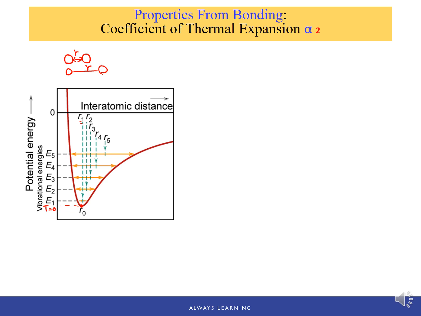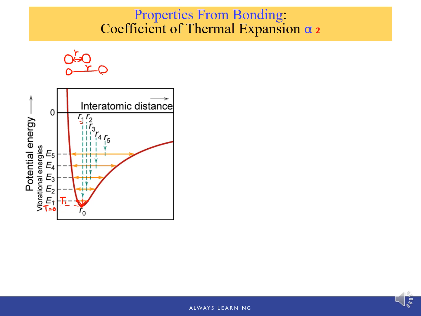Everything is fixed at this position. But when we increase the temperature, the atoms start to vibrate. So that's the distance. The average distance between the two atoms is R1. And E1 is the thermal energy we provided to the material, which corresponds to a T1. T1 is a relatively low temperature.